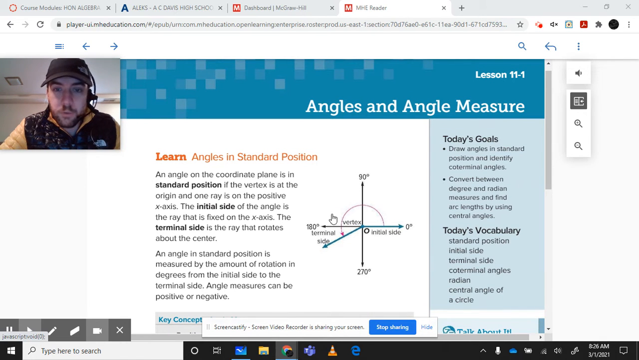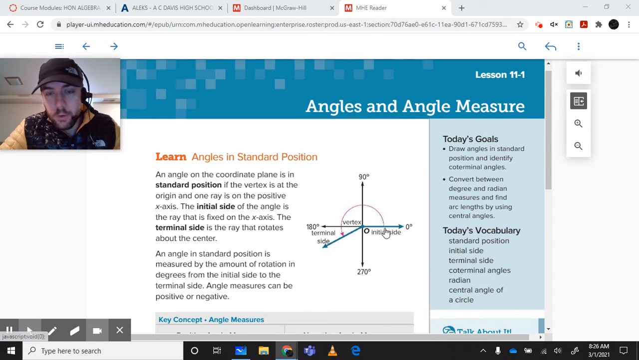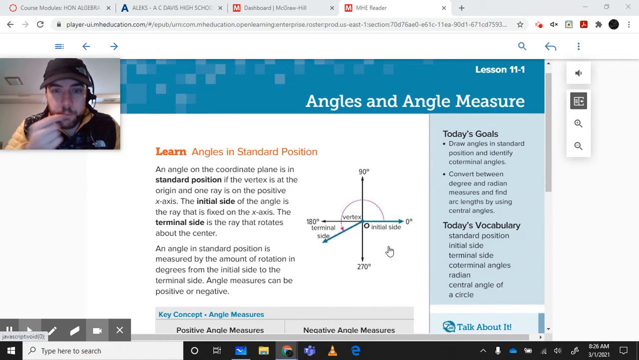A lot of these things will be either self-explanatory, you'll already know it, or it'll just be a simple new idea. There's nothing too complicated in here. It's mostly just vocabulary and conventions around angles.